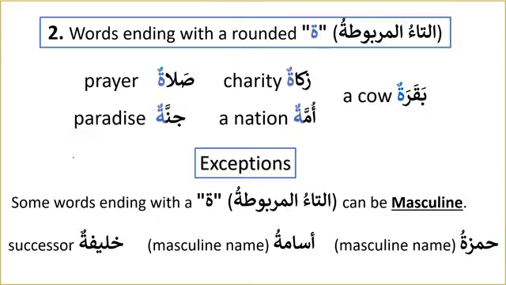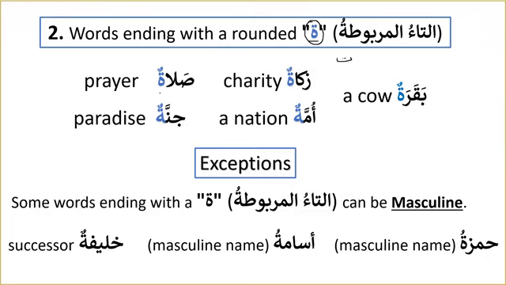Number two, very common, words ending with rounded ta, at-ta'u al-marbutatu. We know that there are two types of ta in Arabic. One ta is at-ta al-maftuha, the long ta, and the other is called at-ta al-marbuta. Why is it called ta marbuta? Because as we can see, it is rounded. So that's why it is called at-ta al-marbuta. So a noun that ends with ta al-marbuta is feminine.